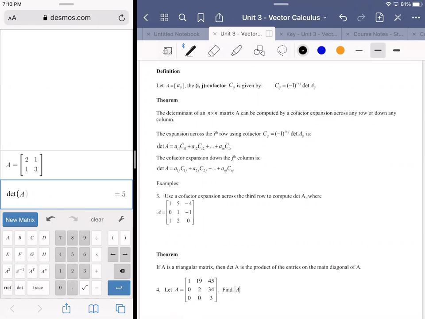So in this case, same question, it's just now we're working across the third row. That's a row that incorporates a 0 in it. That's nice. All we're doing here is verifying that we're going to get the same answer.